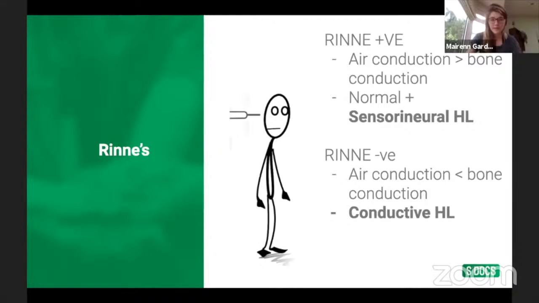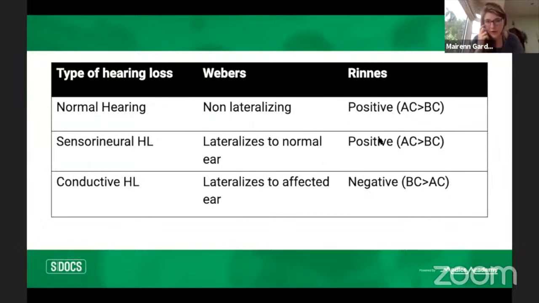So you've now done Weber's and Rinne's, and you then need to put all of this information together to work out what situation you've got. So I've created a table for you here just to really go over it again. So if a patient has normal hearing, in Weber's, it will be non-lateralizing, so it will sound the same in both ears. You wouldn't really then need to do Rinne's, but if you then do the Rinne's test, it would be Rinne positive, and air conduction would be better than bone conduction. So when you move the tuning fork from the mastoid to in front of the ear, they'd be able to hear it.